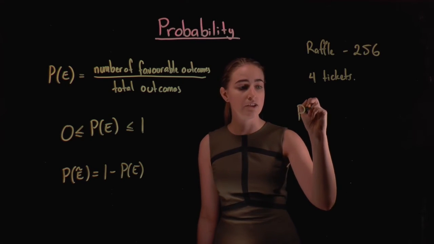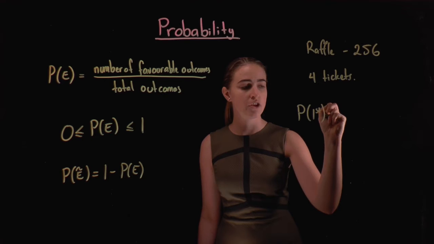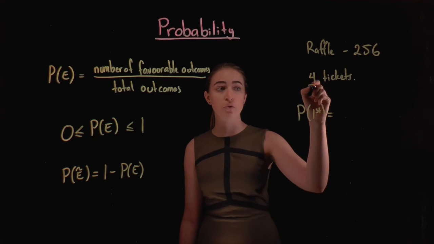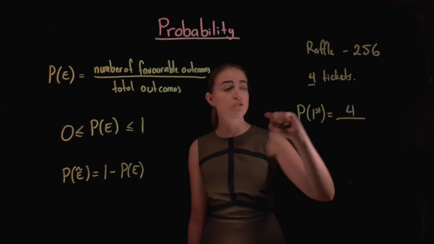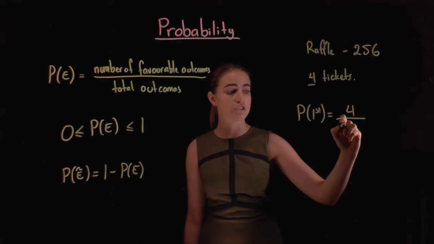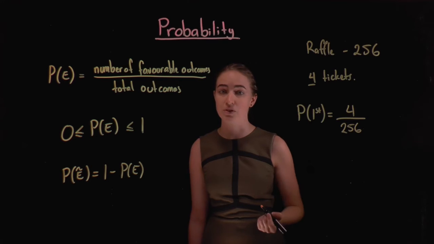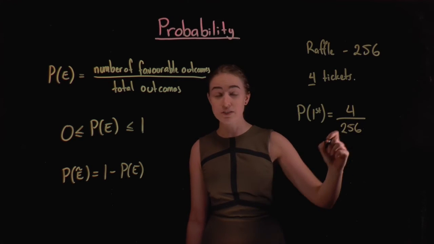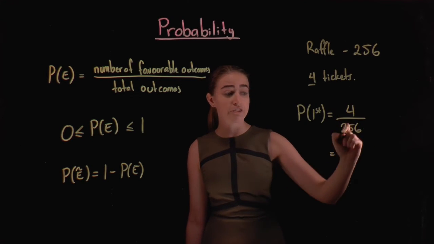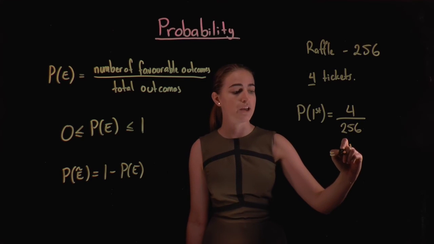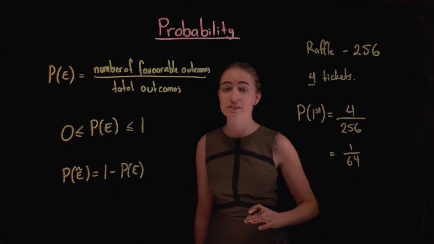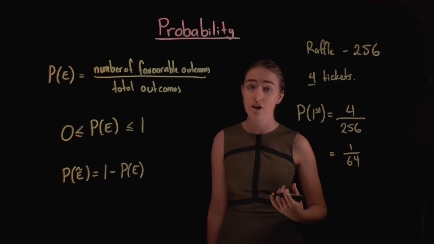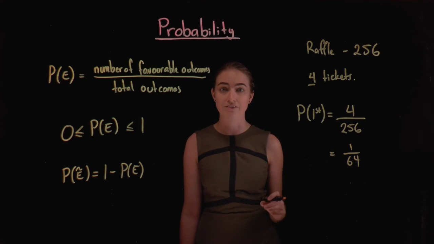So the probability of first prize would be equal to, well, I've got 4 tickets, so that's our number of favourable outcomes, over the total number of outcomes, which was our 256 tickets that were sold. Then we always want to simplify down our fractions. We can divide top and bottom both by 4, and we'd end up with 1 over 64. So if I've got 4 tickets and there's 256 tickets in total, the probability that I will win first prize would be 1 out of 64.